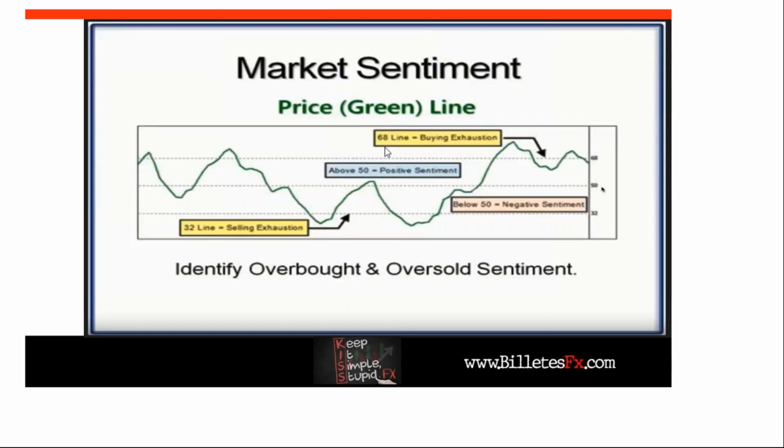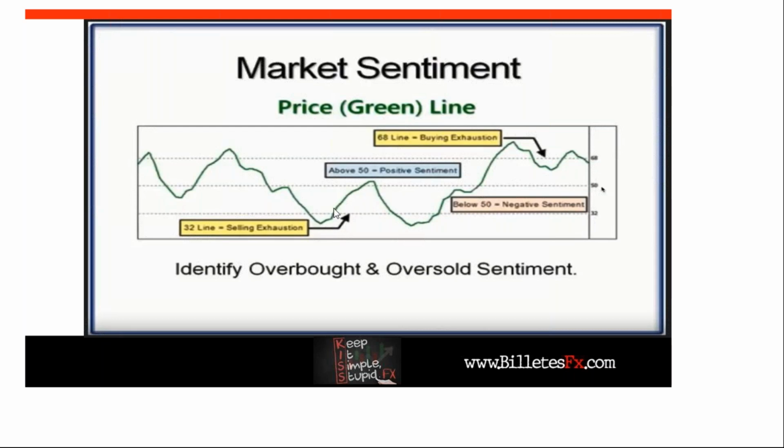Okay. So look right here. I just finished explaining to you that when current price is in these zones above that 68 line, buying is exhausted. It's been overbought. Expect some type of correction now to the downside. And when current price reaches this 32 level, it is exhausted.